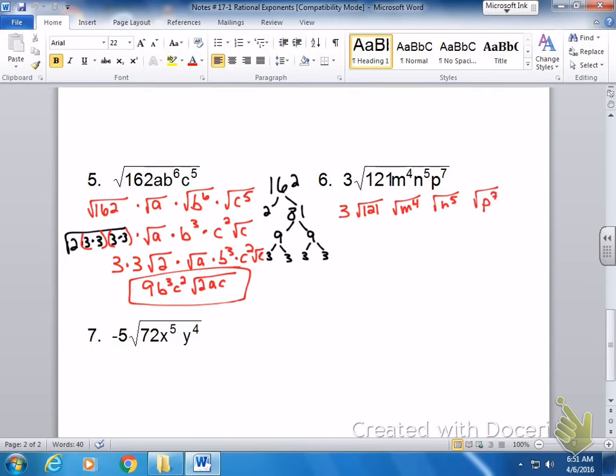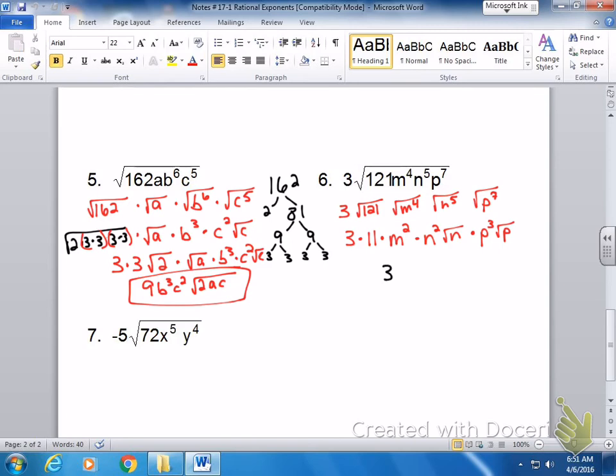Well, guys, you should always try out numbers just in case, because the square root of 121, that is a perfect square, and you get 11. So I'm going to say 3 times 11 times the square root of m to the 4th, we should know by now, is m squared. The square root of n to the 5th, I'm going to be able to pull out an n squared, but I'm going to have 1 that can't come out. Then the square root of p to the 7th is p cubed times the square root of p. Now we can do our multiplication and we'll be good to go.